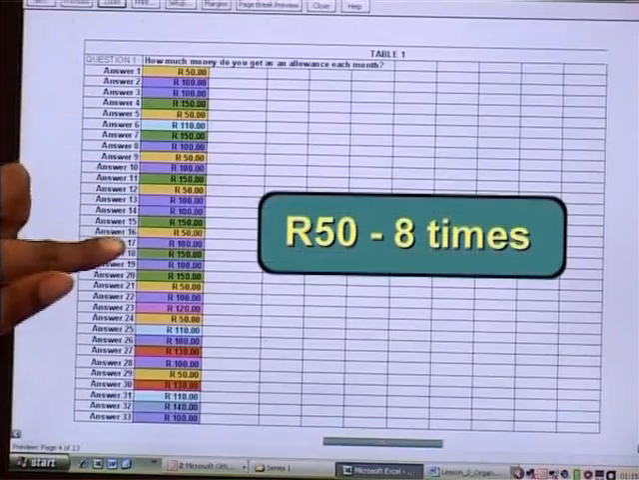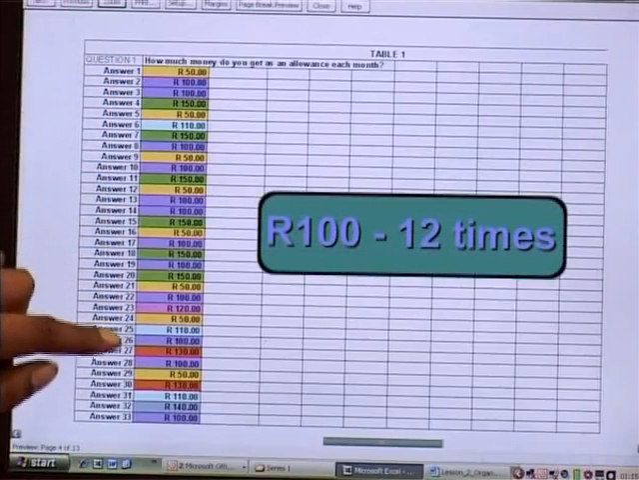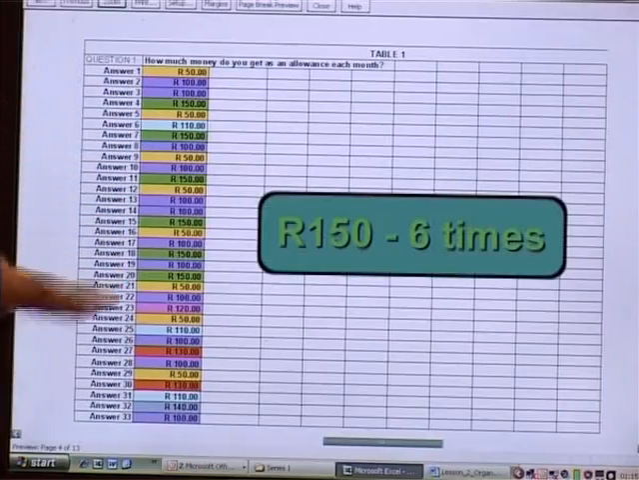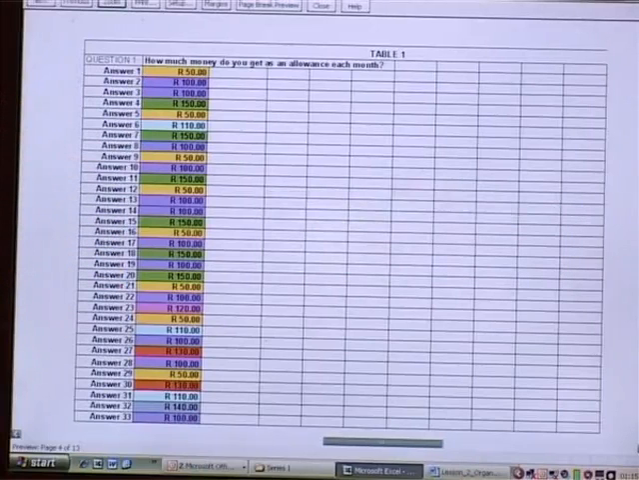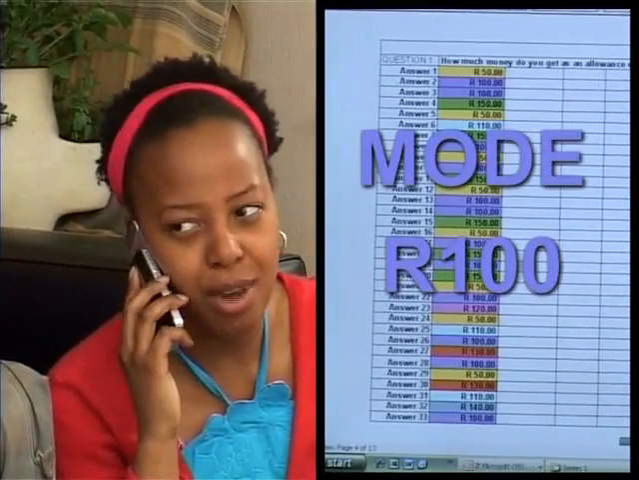Well, 50 Rand appears 8 times. 100 Rand appears 12 times. And 150 Rand appears 6 times. There are only 2 entries for the other values. This means that there are more students who receive 100 Rand than there are any other amount of pocket money. So, is the mode 100 Rand?